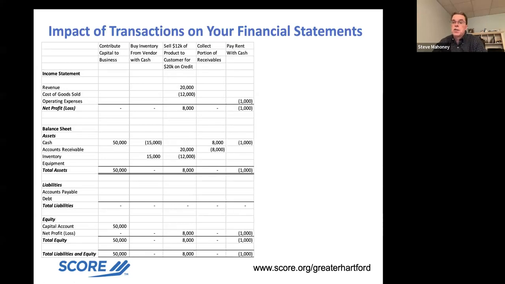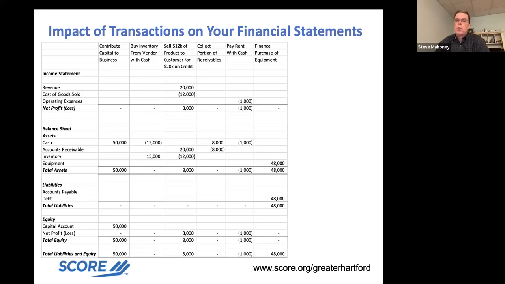Next transaction, you decide to pay some of your rent with cash. This is an operating expense, which means my profit has gone down $1,000 because I incurred an expense. My cash has also gone down $1,000. And my equity has gone down $1,000 because my profit went down $1,000. And again, the balance sheet remains in balance with each transaction.